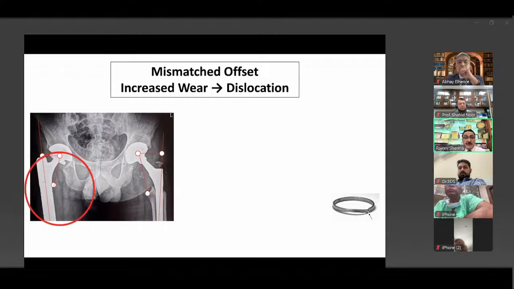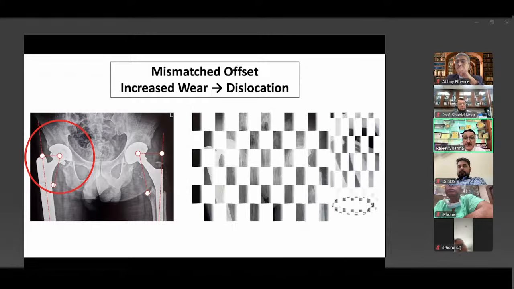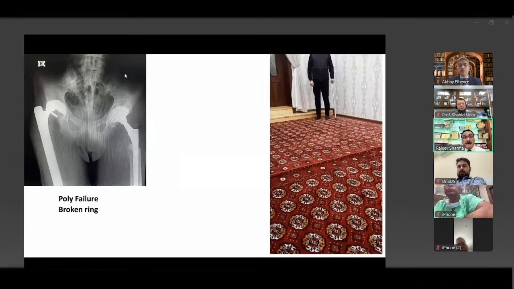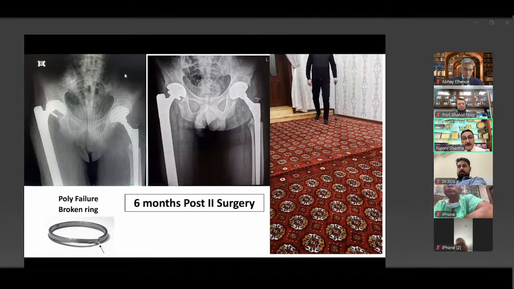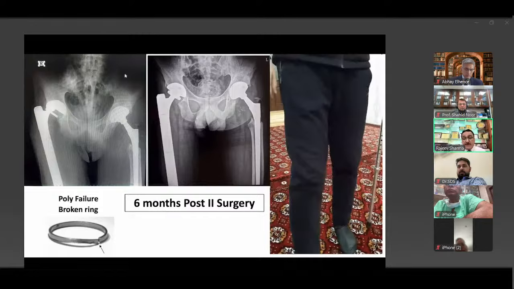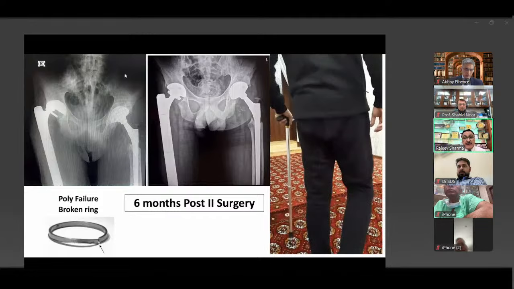But you see that this patient's offset was not matched as on the other side. You see that this patient in a short follow-up time of maybe around 5 or 7 years had a broken ring. And that's how there was a failure of the poly because of the broken ring. And that's how this was again operated, and the stability was managed by change of the constraint liner.